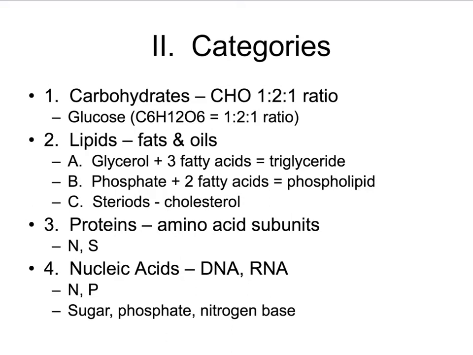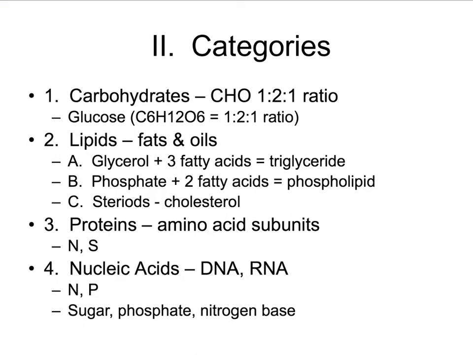And we have 4 basic categories which those fill. Number 1, we have carbohydrates, which consist of carbon, hydrogen, and oxygen bonded in a 1 to 2 to 1 ratio. Glucose would be an example of that carbohydrate. You can see there a simple formula for glucose, C6H12O6, is simplified in a 1 to 2 to 1 ratio.